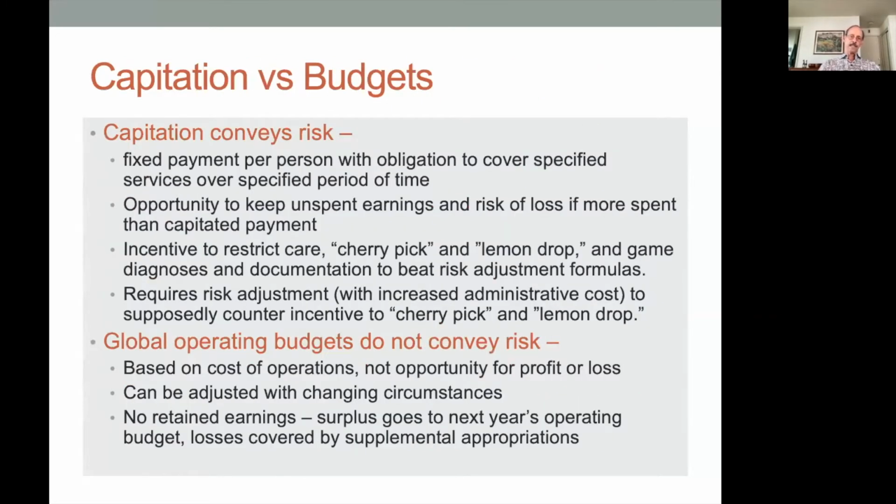So capitation conveys risk. Global operating budgets do not. If you're on a budget and you have money left over at the end of the year, it gets rolled over in the next year's operations. You don't get to keep it. And if you lose money because something unexpected like a pandemic happens, you ask for a supplemental appropriation to cover the budget, or you make it up in the following year. And there's no retained earnings. There's no profit.